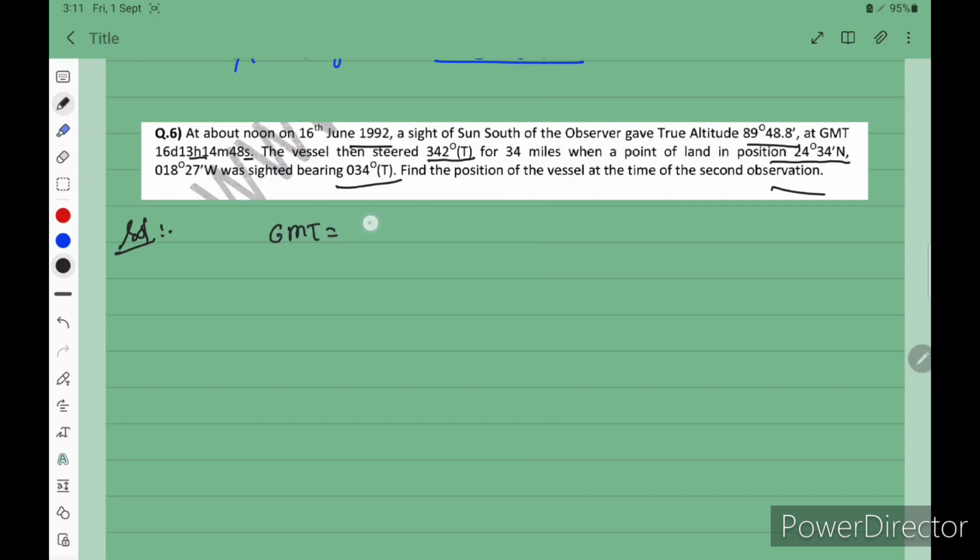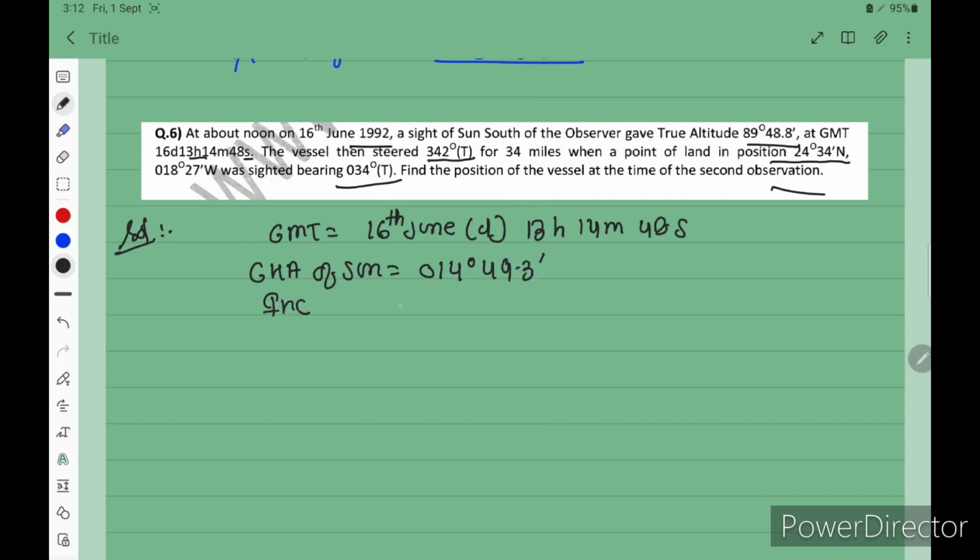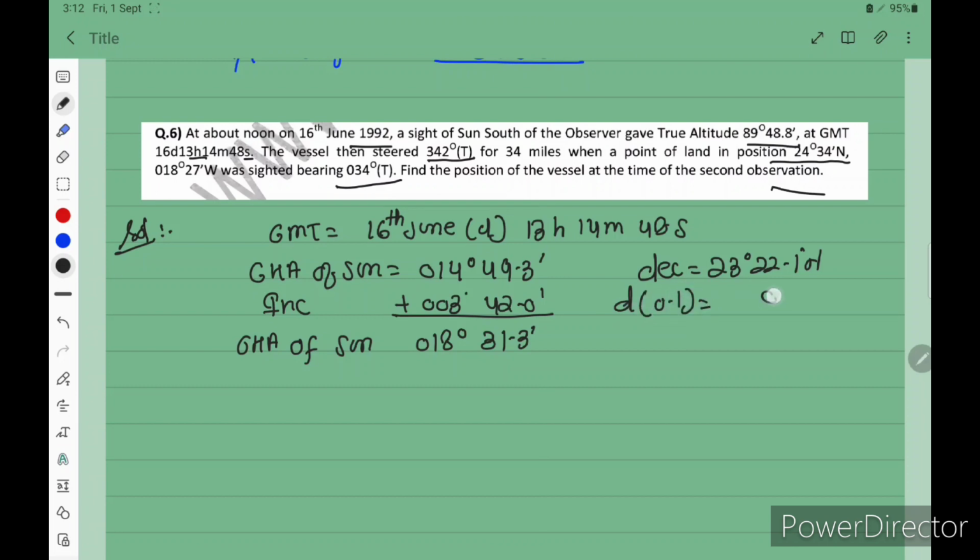So GMT is given: 16th June, 13 hours, 14 minutes and 48 seconds. Now we have to calculate GHA of sun: 014° 49.3', increment 3° 42.0'. So GHA of sun 018° 31.3'. Declination we have 23° 22.1' north, d is equal to 0.1 is equal to 0.0. So declination we get 23° 22.1' north. So declination is equal to GP latitude. So GP latitude is equal to declination is equal to 23° 22.1' north.